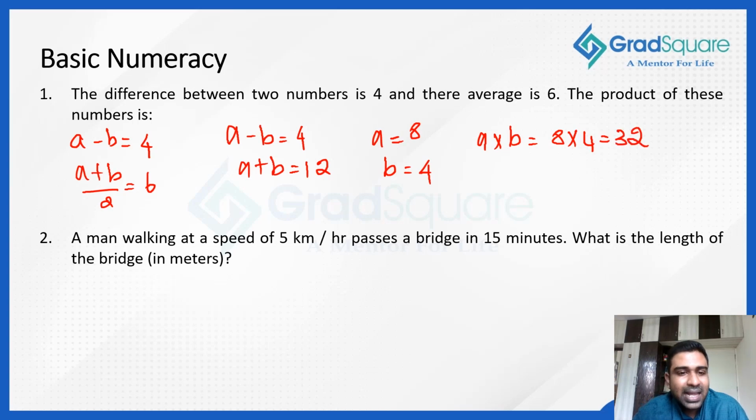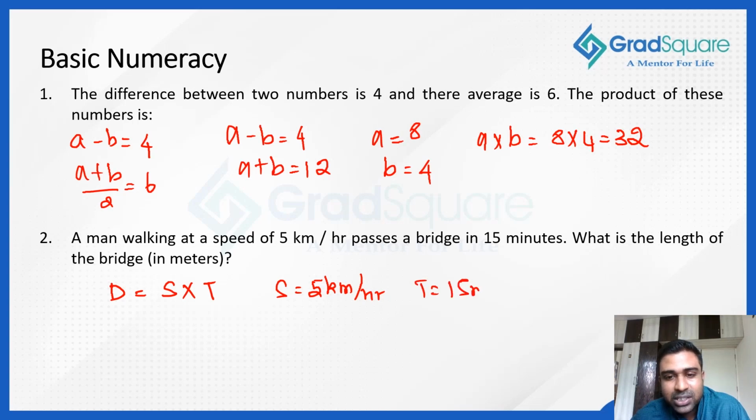Okay, and the next question here is from time and distance. A man walking at a speed of 5 km per hour passes a bridge in 15 minutes is the question, and the length of the bridge is asked. So basically distance is asked. We know the basic relationship between distance, speed and time is d equals s into t, and speed is given, which is 5 km per hour, and time is given, which is 15 minutes.